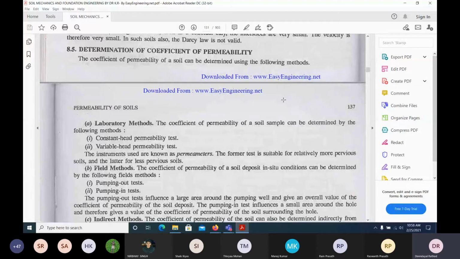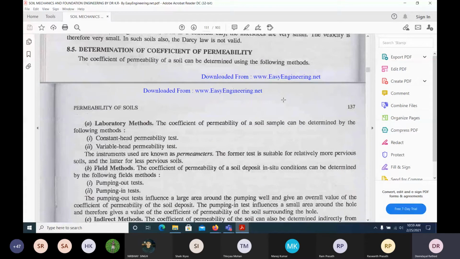We can measure it in the laboratory also. We have the constant head method and the variable head method. These two methods are very important; they will ask in all the competitive exams like GATE how you find the permeability in the laboratory. The constant head method is generally used for coarse grain soil, and the variable head method is used for fine grain soil. We have these two tests in our NIT geotechnical laboratory. Maybe I'll conduct the permeability test to show you.